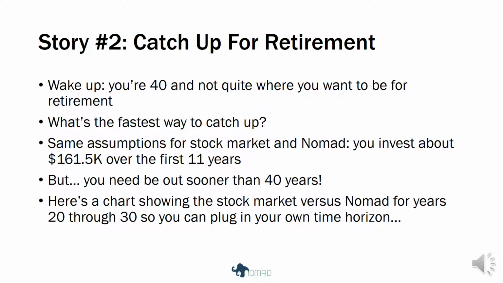The catch-up for retirement Nomad does not have that time. They're 40 years old now. They may have 25 years if they want to retire at 65. So let's take a look at a chart showing how the stock market compares using the same assumptions we've been using the whole time. But let's just show years 20 through 30 so that you can look at your time horizon. If you're a catch-up nomad, you can look at your time horizon and see where you need to be, or what your results might be doing Nomad.